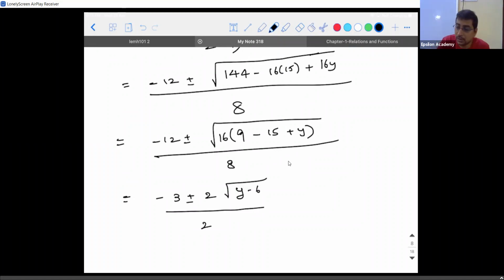Any doubt till this step? This is the value of x. x is equal to minus 3 plus or minus root of y minus 6, all divided by 2. Sir, how did the 2 come outside? Oh, the 2, right. Now it's right, huh?